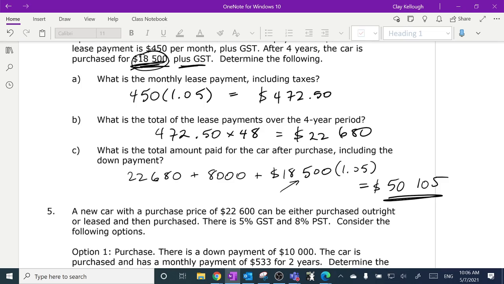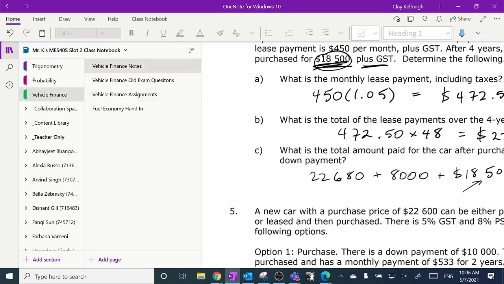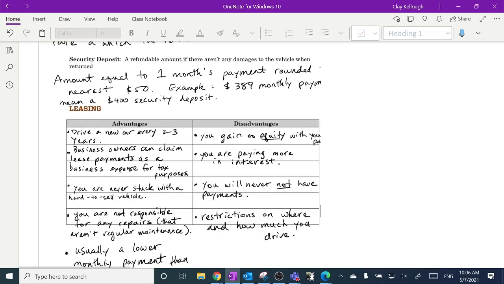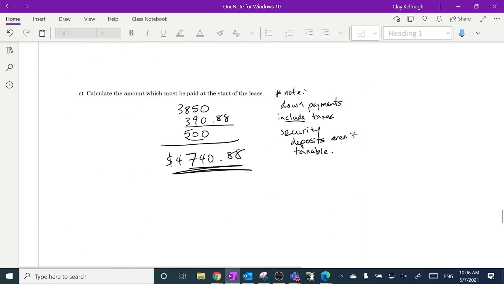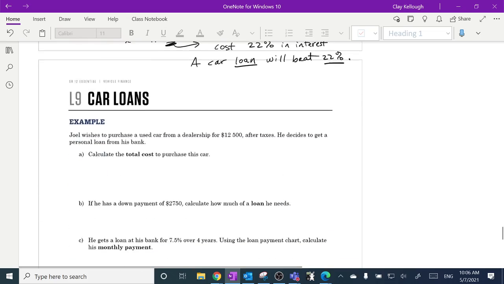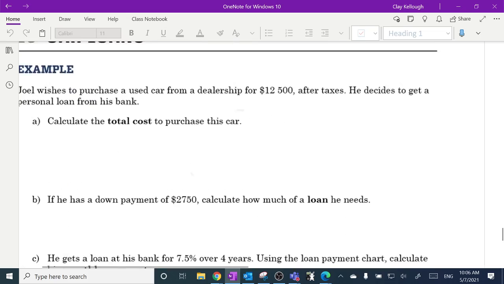So there we go. That kind of leads us to where we're going next. Can everybody go to their notes package? And we are going to go to Lesson 9. So this is our notes for Lesson 9 coming up here. Car loans.